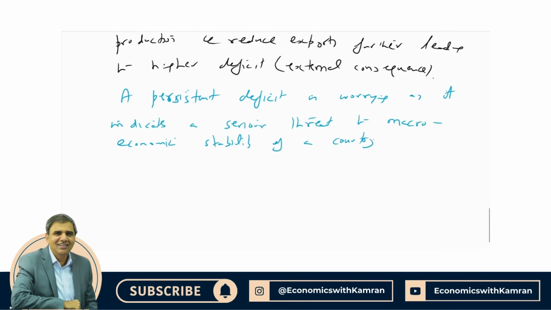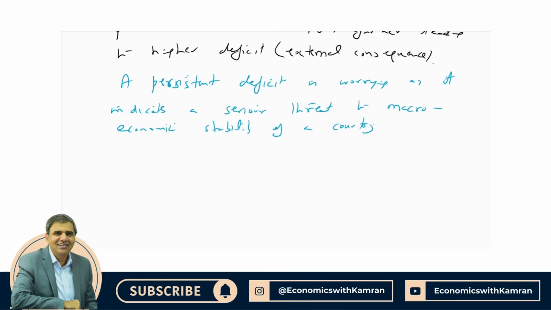Now what is happening in Pakistan today? We are facing a lot of economic problems. We are experiencing inflation, we are experiencing unemployment, we are experiencing low demand, recession. Every economic problem is here. Why? Because we have been having persistent deficit. And when we keep having persistent deficit, a time is going to come when things are going to collapse. A deficit means borrowing. A borrowing cannot be sustainable. A persistent deficit is worrying. It is not sustainable.